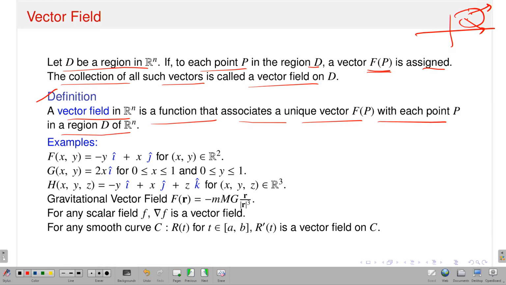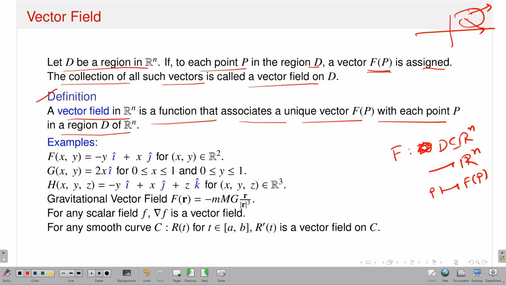So, suppose I have a domain D in Rn. Suppose I have a function capital F from D to Rn, where D is a subset of Rn. So if I have each point P, it goes to F of P. And what is F of P? F of P is also a point in Rn.